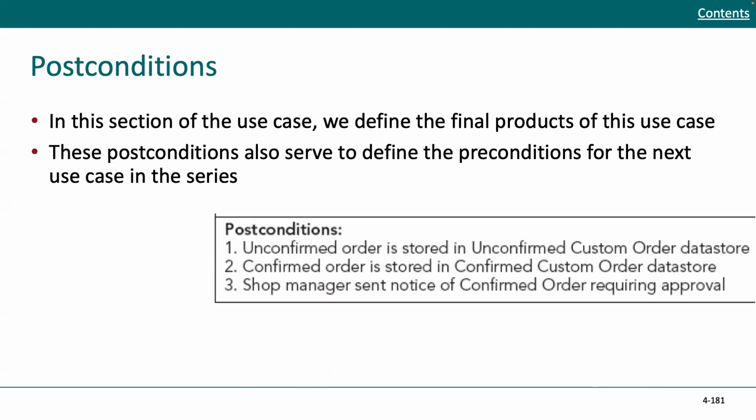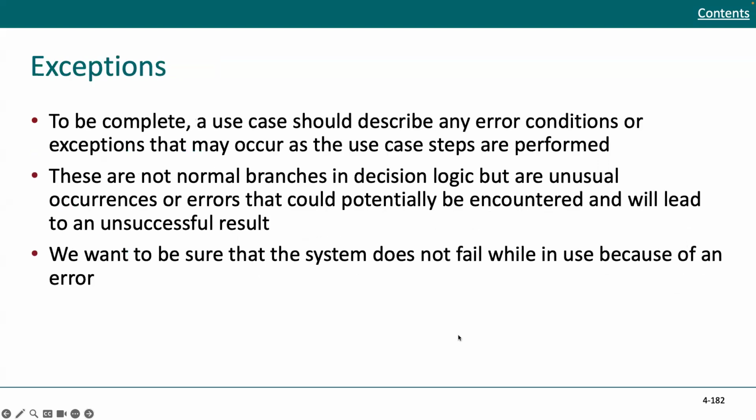So once we have the things that it normally takes care of, we have the post conditions. So in this section of the use case, we define the final products of this use case. These post conditions also serve to define the preconditions for the next use case in the series. So you can daisy chain use cases together with this kind of a construct. So post condition is unconfirmed order is stored. The confirmed order is stored, and the shop manager is sent notice of a confirmed order that requires approval.